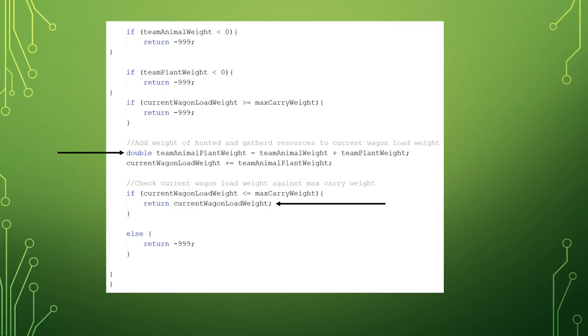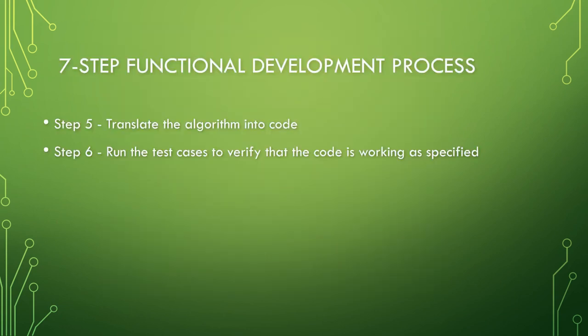This is the Java code for valid logic, which returns the current wagon load weight, which begins with the calculation of the team animal plant weight. That is the sum of the team animal weight plus the team plant weight, and it is then added to the current wagon load weight. When the value for this calculation is less than the max of the wagon load weight, the current wagon load weight is returned.